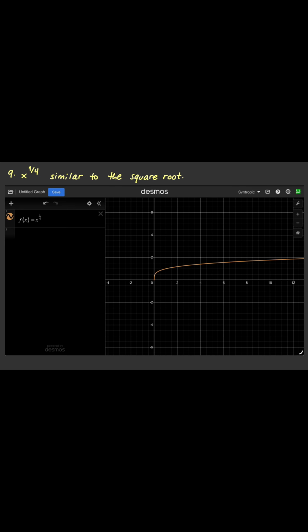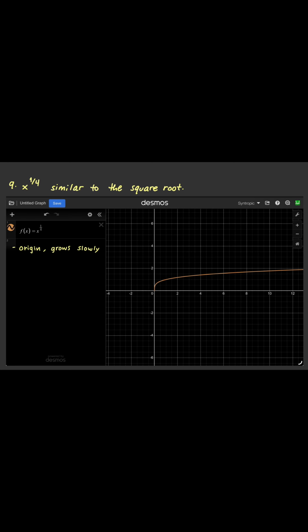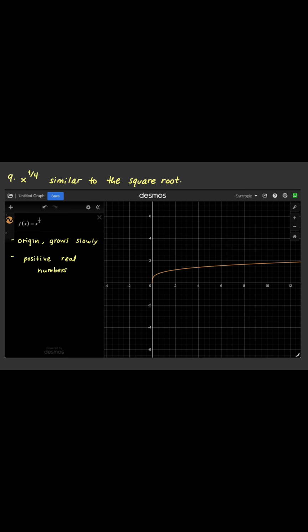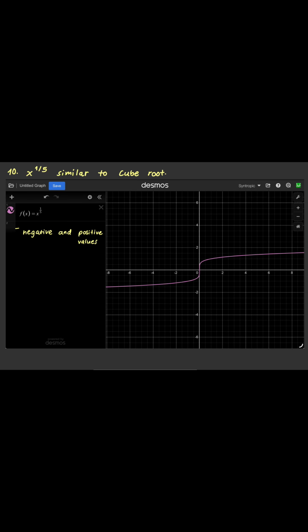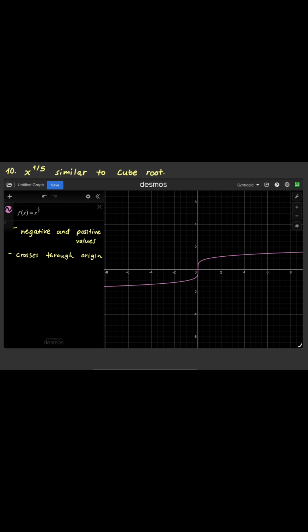Now x raised to the power of 1/4 is similar to the square root, defined for positive real numbers, starts at the origin and grows slowly. The bigger the x, the slower it grows. Now x raised to the power of 1/5 is similar to the cube root. It exists for negative and positive values, and it crosses through the origin and preserves whatever sign x has.